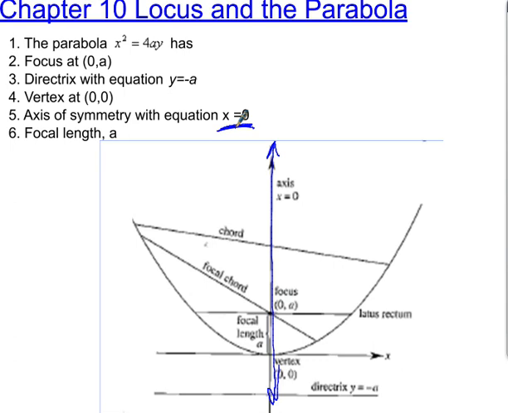This is going to be a whole summary of all the parabolas that you need to know. The next one is the vertex. What are the coordinates of the vertex here? (0, 0). Yep, (0, 0), the origin. The next one is the focus. (0, a). Yep, (0, a) is the focus.